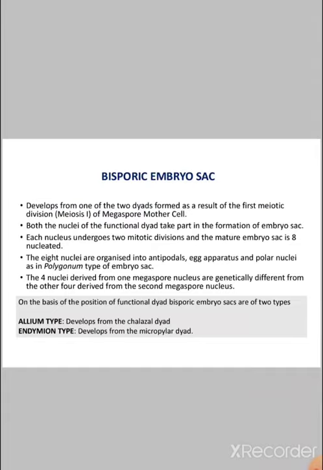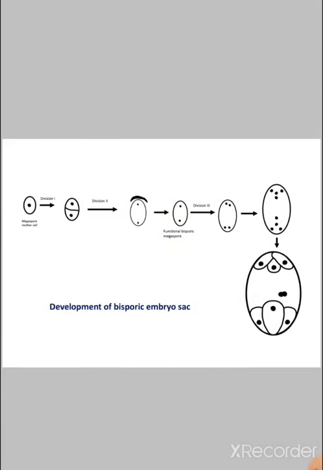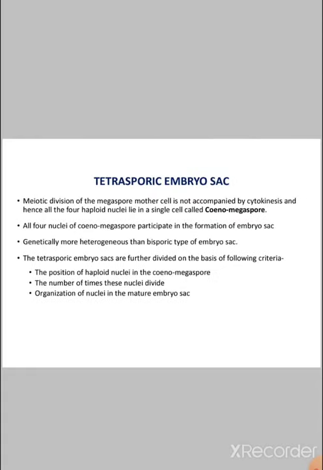The 4 nuclei derived from one megaspore nucleus are genetically different from the other 4 derived from the second megaspore nucleus. Figures show the development of the bisporic embryo sac. The next type is the tetrasporic embryo sac.